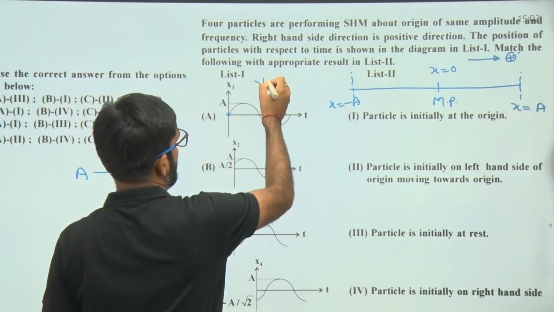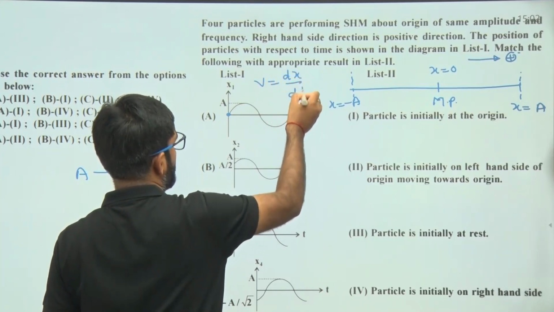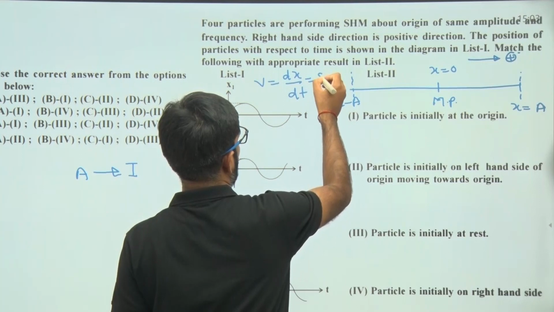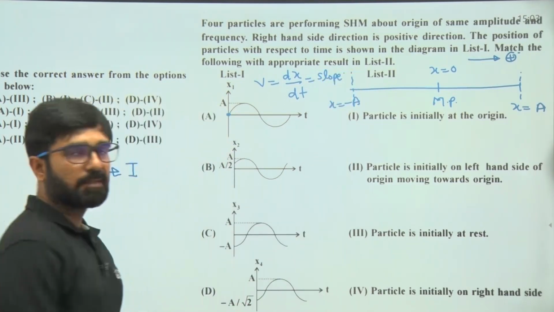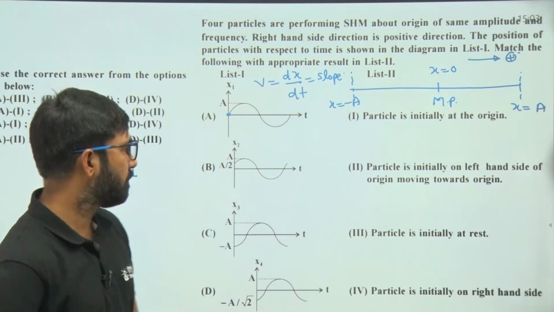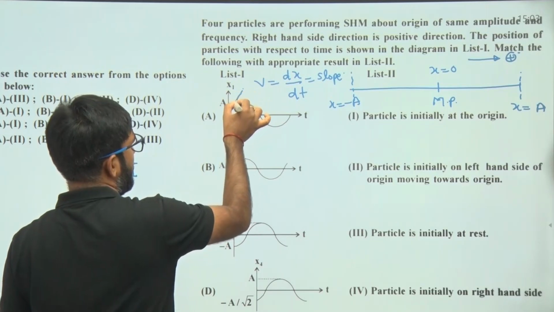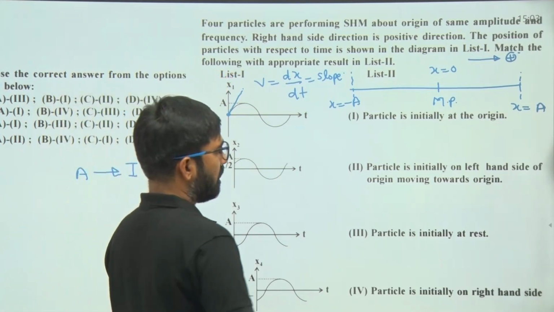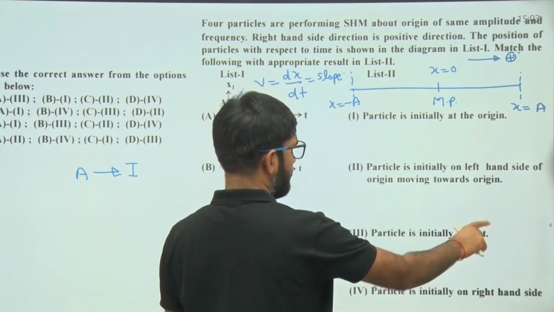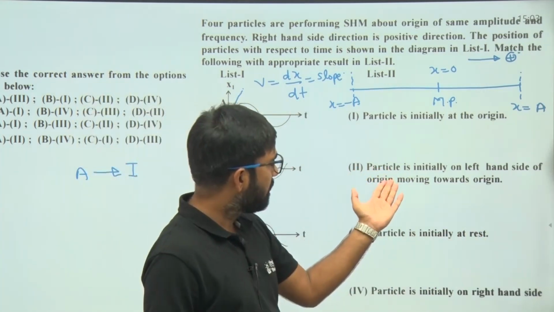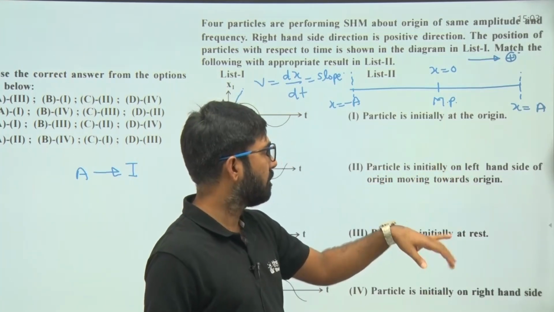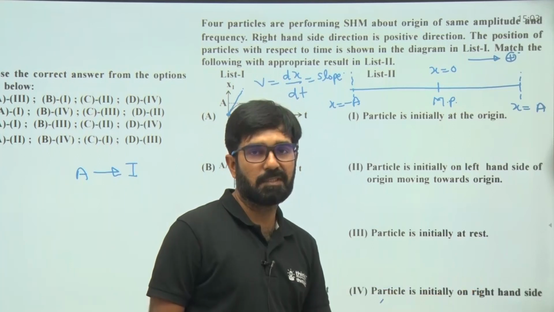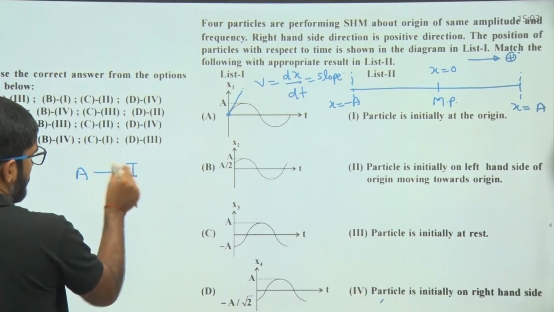If we talk about the slope of the graph, velocity is given by dx by dt. At any instant, the velocity of the particle will be dx by dt. This is an x-t graph, so dx by dt will represent the slope of the graph. If we have to check velocity, then we check the slope of the graph. At t equal to 0, the slope is positive, that means the velocity of the particle will be positive, that means non-zero. In the third option, it is written that the particle is initially at rest, this is incorrect. In the second option, it is given that the particle is initially on the left hand side, this is incorrect because initially the particle is at origin. In the fourth option, it is written that the particle is initially on the right hand side, this is also incorrect. Then the answer of option A is first.